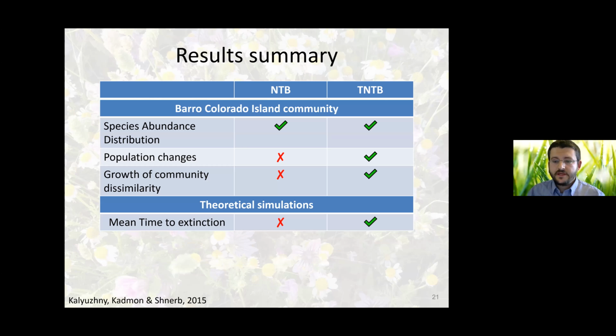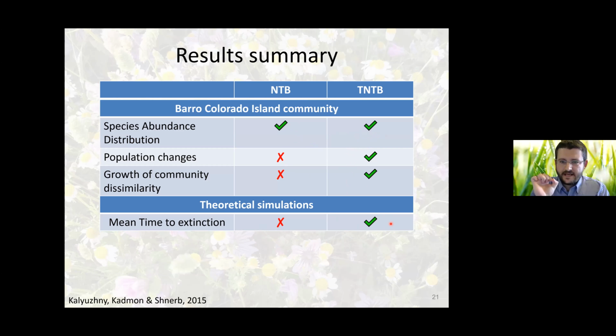So to conclude the results of this part, I have shown that in BCI, neutral theory can explain the species abundance distribution, and pretty much that's it. While the extended TNTB, the time average neutral theory, can explain both the species abundance distribution and fundamental patterns of dynamics of populations and the entire community composition. Also, I've shown you with the simulations that neutral theory predicts unrealistic time to extinction, while TNTB predicts probably more realistic time to extinction, although it's hard to quantify exactly.